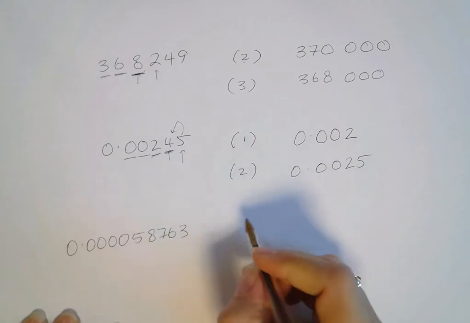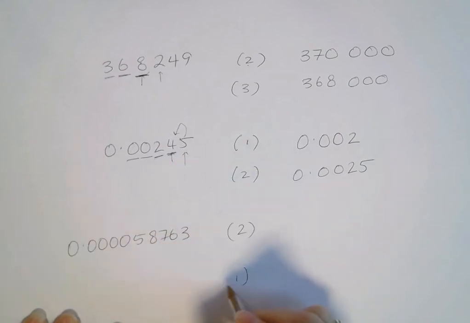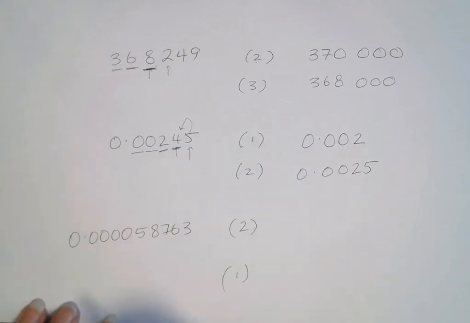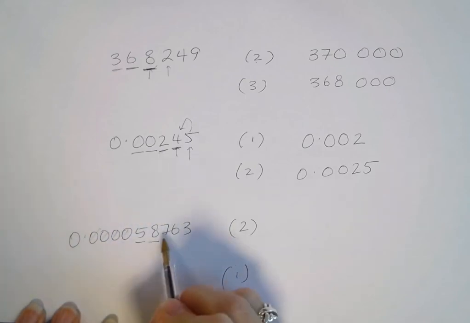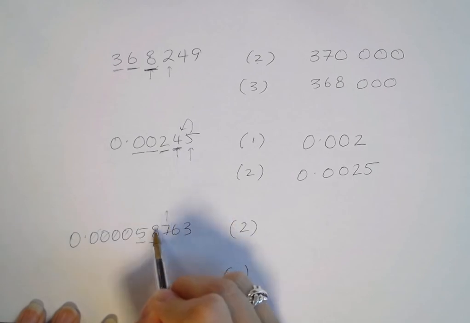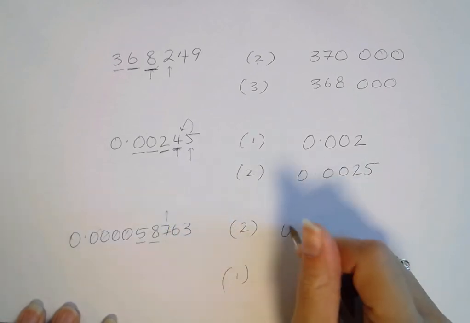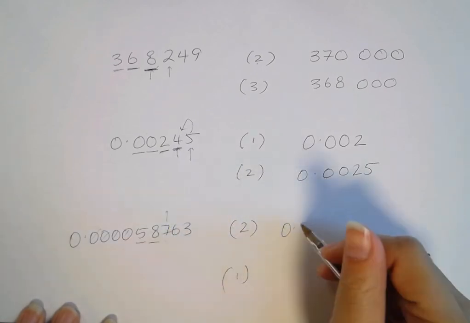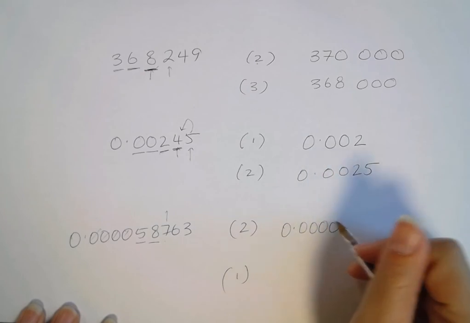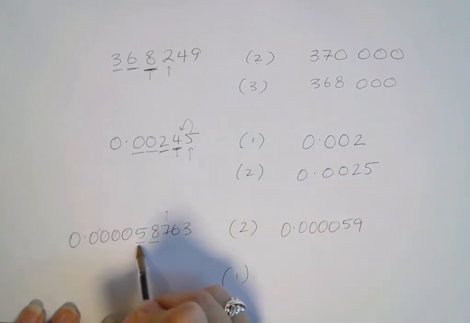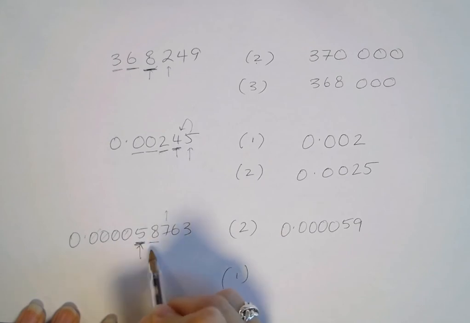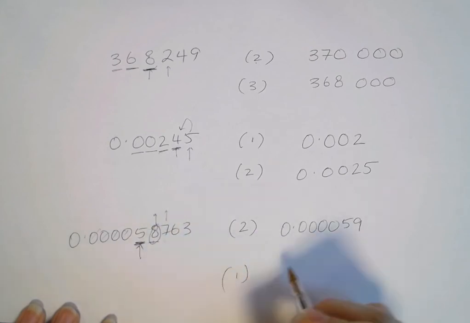Okay, our next example is going to be a really tiny one, 0.000058763. We want to round to 2 and 1 significant figures. We know that these leading zeros don't count as significant, so here are our first 2 significant figures. Our third one here is quite big, so it's going to change this one. So my first answer for 2 significant figures will be 0.00059. And if we just want to look at 1 significant figure and then worry about this one, again it's going to round up.